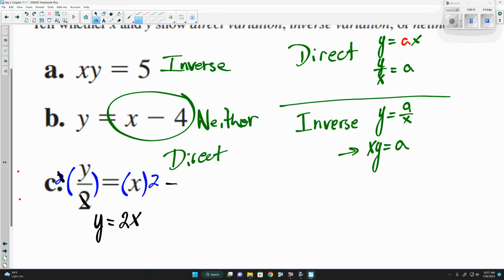Another way we could have looked at this was 1/2 y is equal to x. Because y divided by 2 is the same as 1/2 times y. So we have a times y equals x. Same form, just looks a little different. Questions on this here?